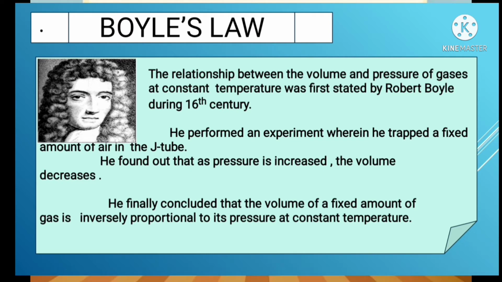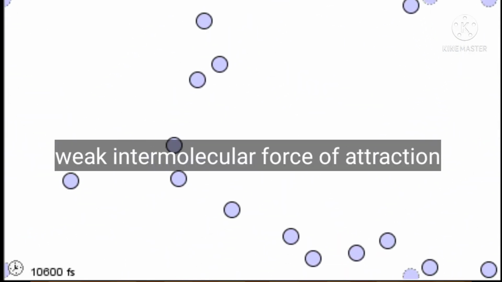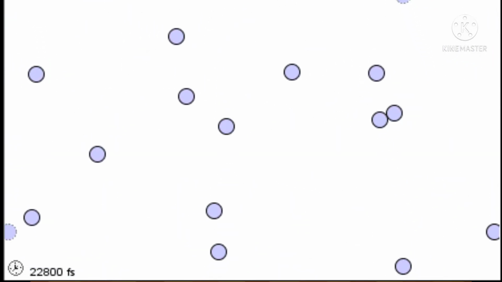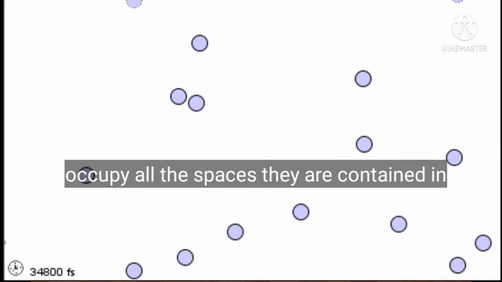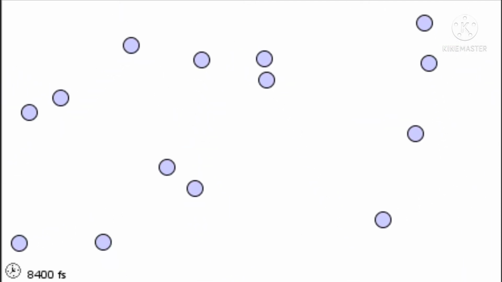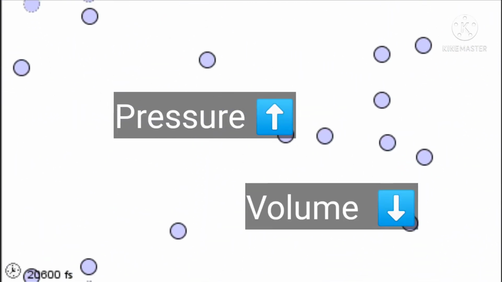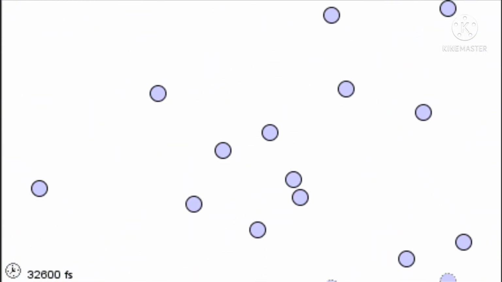Similarly, this is what you observe in our activity. Gas particles have a weak intermolecular force of attraction. Hence, they move as far as possible from each other. They have the tendency to occupy all the spaces they are contained in. If the pressure increases, the volume will decrease, forcing the gas particles to move closer to one another.